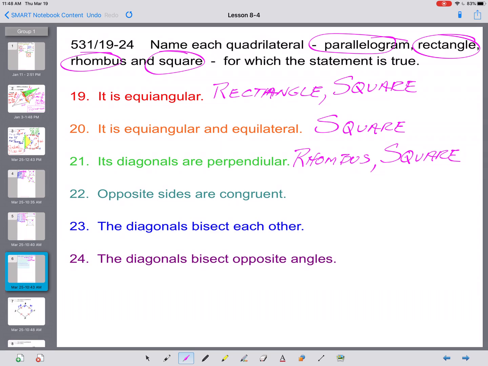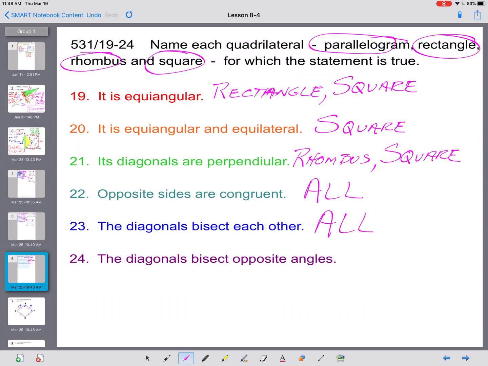Okay, opposite sides congruent. Well, wait, that's true for all parallelograms. So yeah, all of those up top, regular parallelogram, rectangle, rhombus, and square, the opposite sides are congruent. Let's look at the next one. The diagonals bisect each other. Well, wait, that's true for all parallelograms. That's one of the properties we covered for every parallelogram. The two diagonals are going to cut each other in half. That's true for all of them.